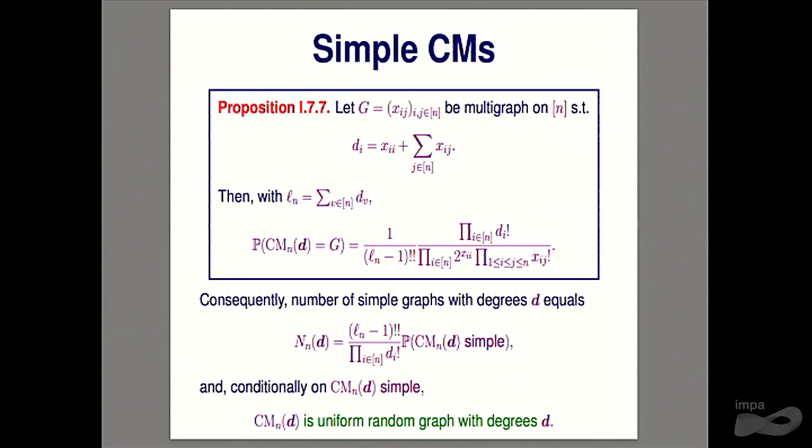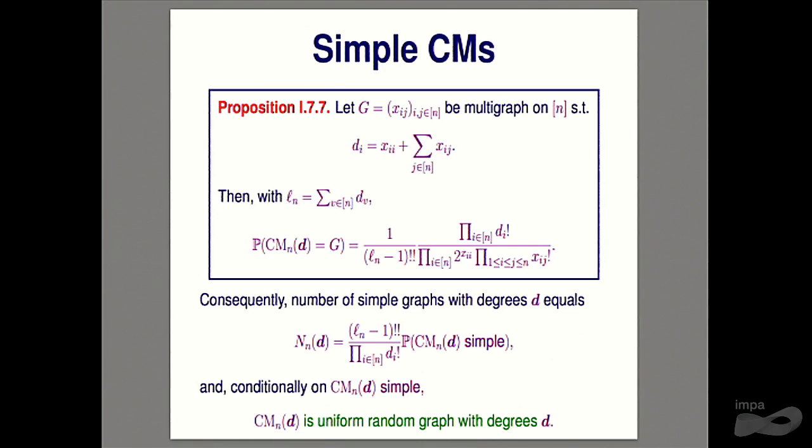Okay, let me repeat that. It basically means that if I don't have multiple edges and don't have self-loops, the probability of observing that graph is the same for all the simple graphs with the same degree distribution. Because then the right-hand side only depends on the d's and l_n, which is the sum of the degrees. So that's the same thing as saying that if I condition on simplicity, actually all the simple graphs have the same distribution. But that's then the same thing as saying that conditionally on simplicity, my configuration model is a uniform random graph with that degree sequence.